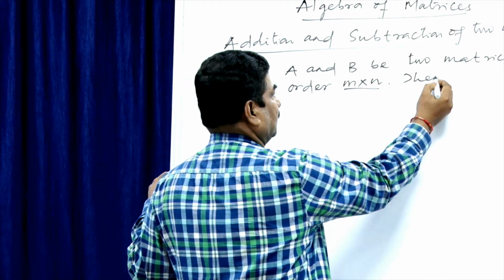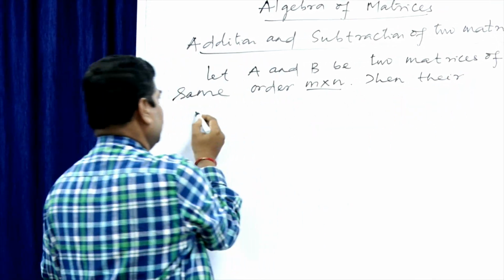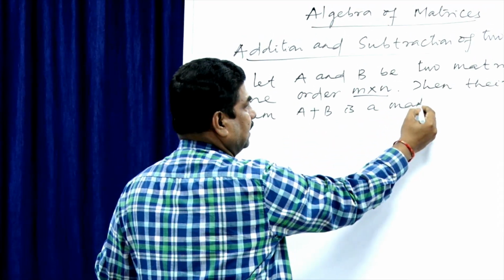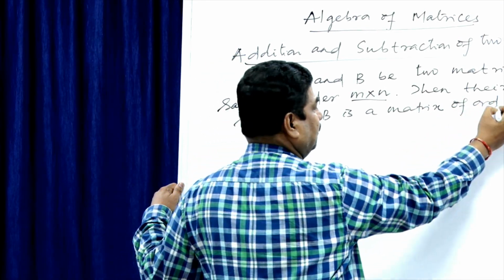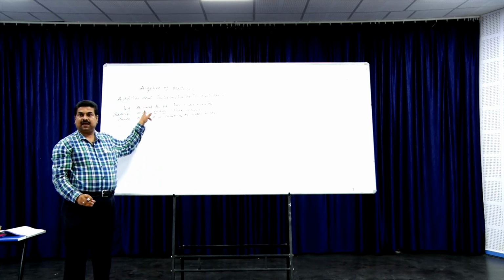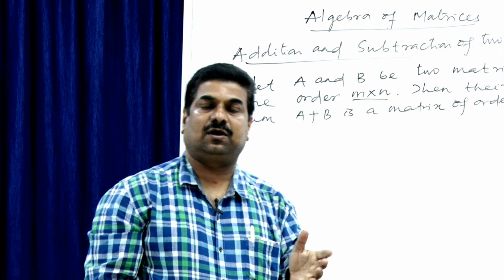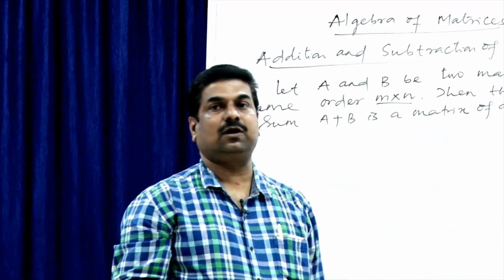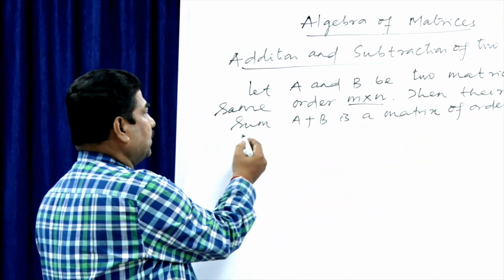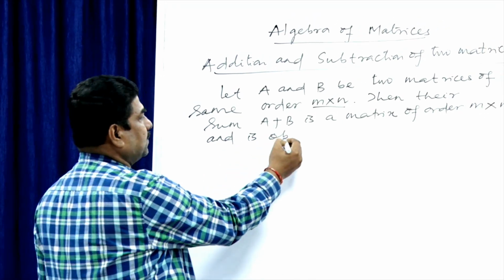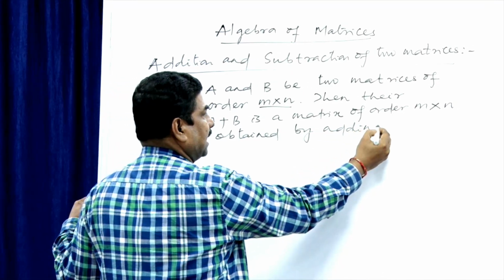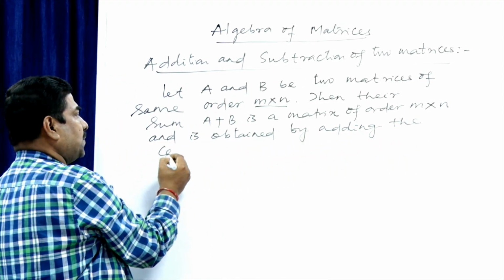Then their sum A plus B is a matrix of order m by n. Here you see both matrices A and B are of the same order, that is m by n. So if you add these two, A plus B is also of order m by n, and is obtained by adding the corresponding elements of two matrices.